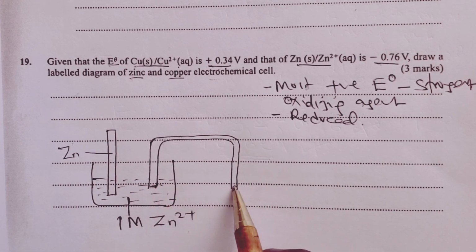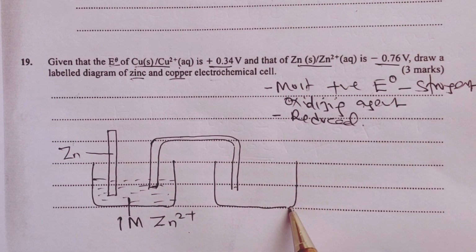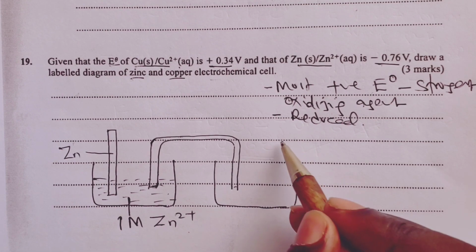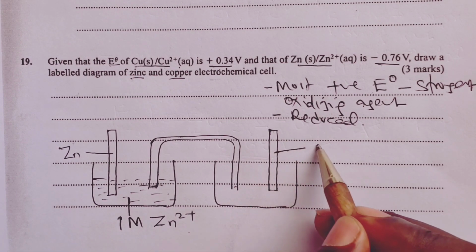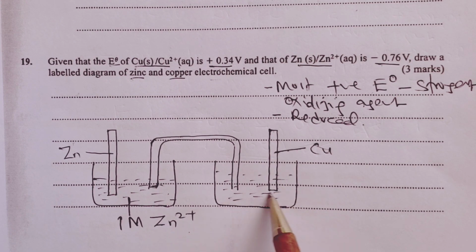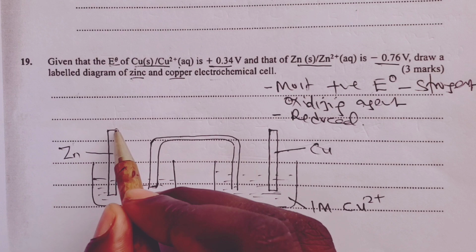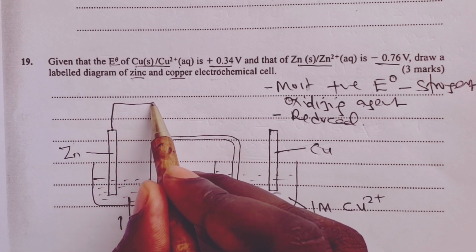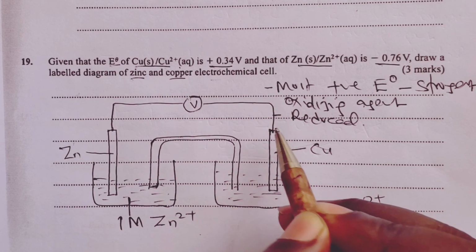That would do for the salt bridge, and then on this side we would now draw our copper half cell. We've just noted that it is the one that will undergo reduction. So we would have the copper strip here as our electrode, and then we would have again as electrolyte 1 mole of copper ions. Any solution that can provide that is used as electrolyte. Then we would join the electrodes now with a copper wire that is linked to a voltmeter.